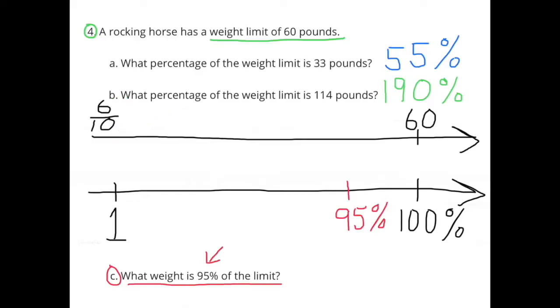Now I can multiply the 1% times 95 to get 95%. And of course, if I do that to the bottom number line, I need to do that to the top number line. So 6/10 times 95 equals 57 pounds. So 57 pounds is 95% of the 60-pound weight limit.